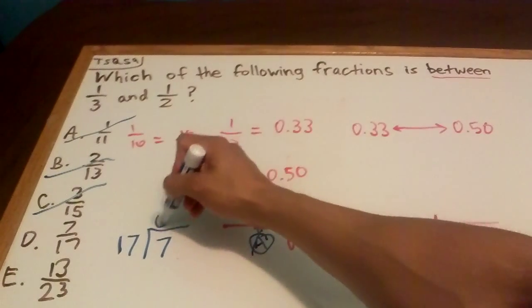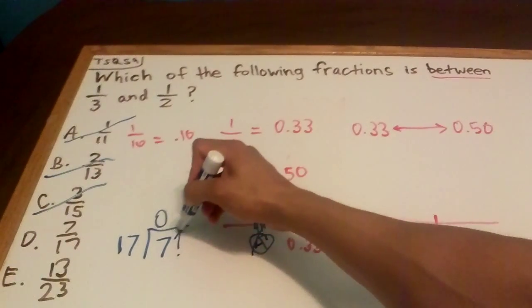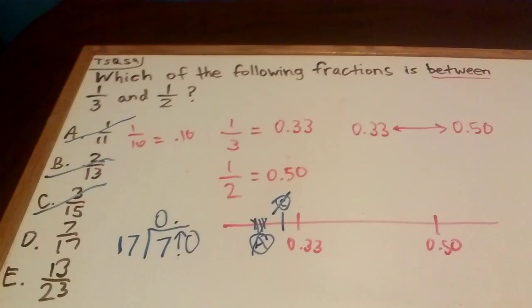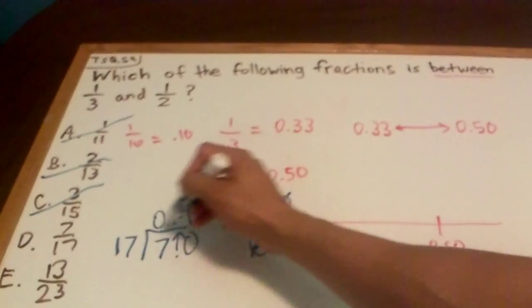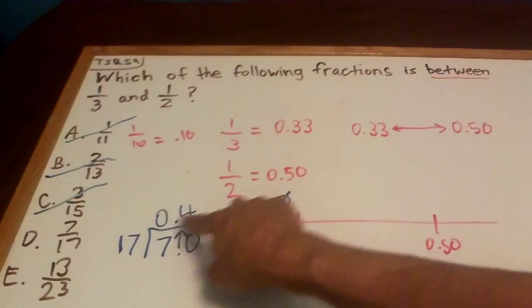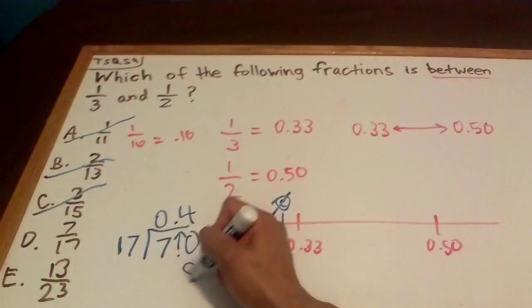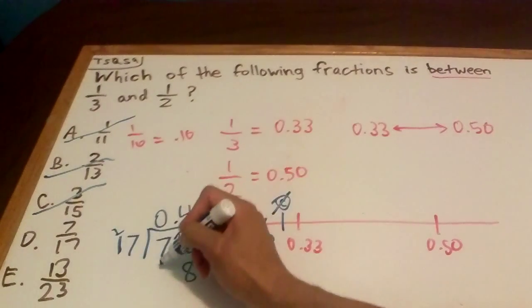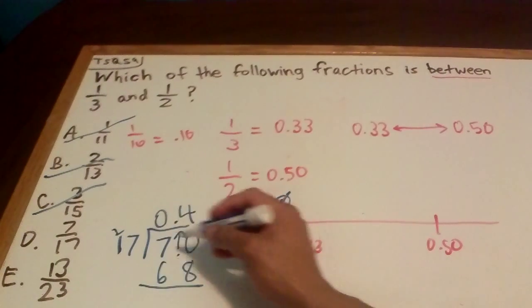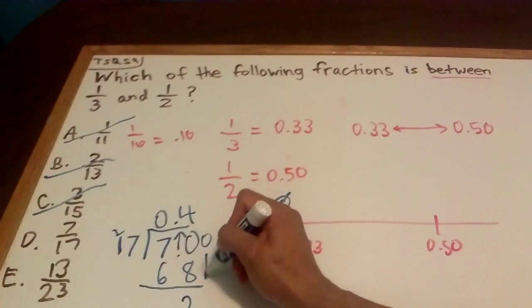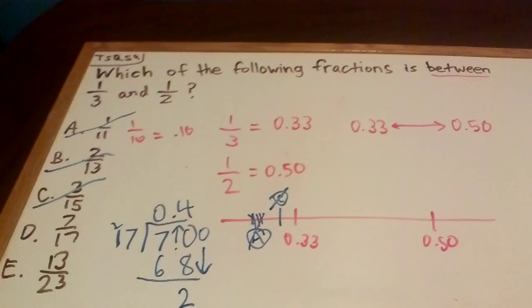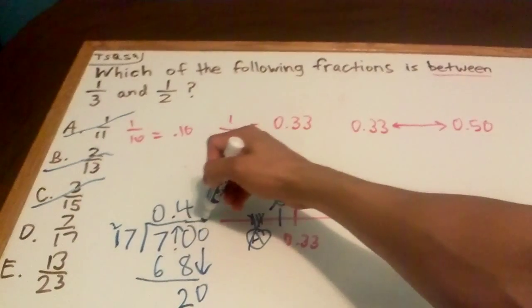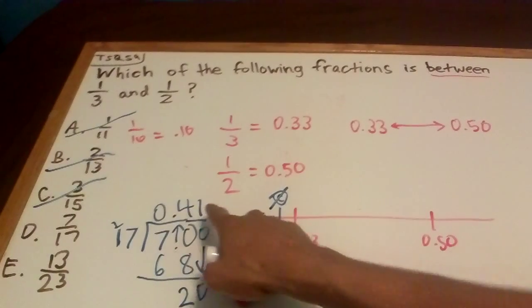How many 17s are in 7? None. You put a decimal point, you erase it. How many 17s are in 70? 4. 4 times 17 is, let's see, 4 times 7 is 28. 4 times 1 is 4 plus 2, 6. Right? And then we get 2. Bring it down. How many 17s are in 20? 1. Aha! Is 0.41 between that?